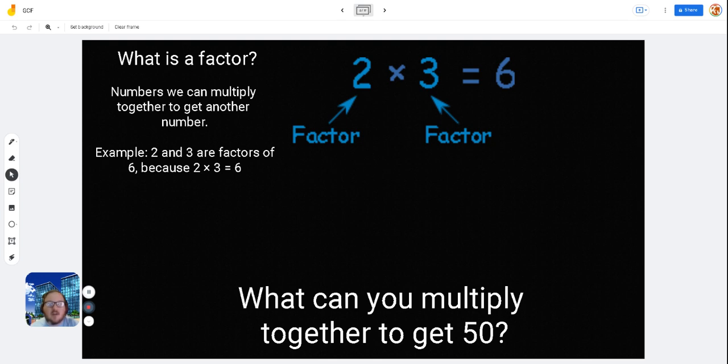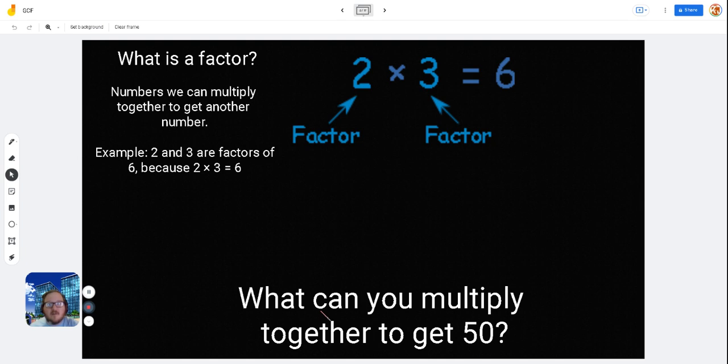But the first thing we need to know is what a factor is. Okay, a factor is the number we can multiply. Those are the numbers that you can multiply together to get another number. So, like if you have the multiplication problem 2 times 3 equals 6, well, the 2 and the 3 are both factors of 6, which means you can multiply them together to make 6.